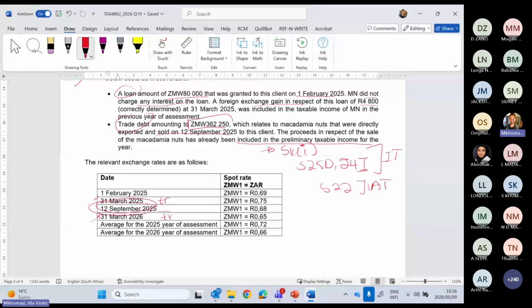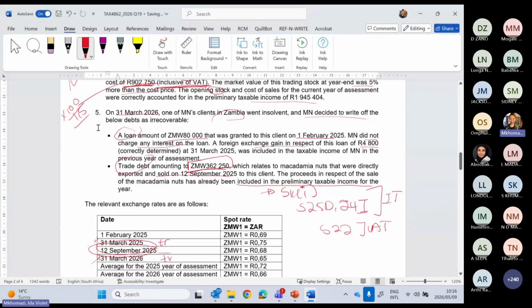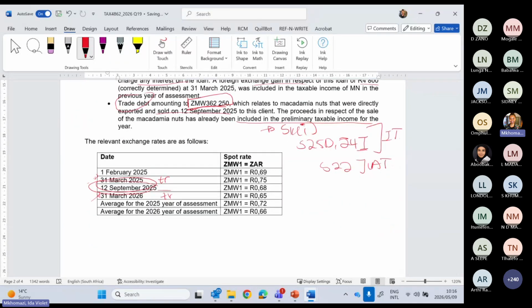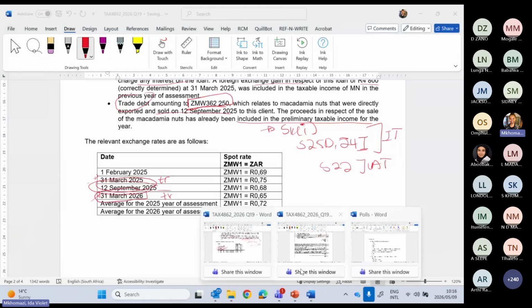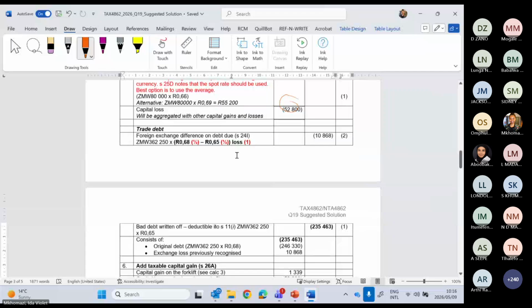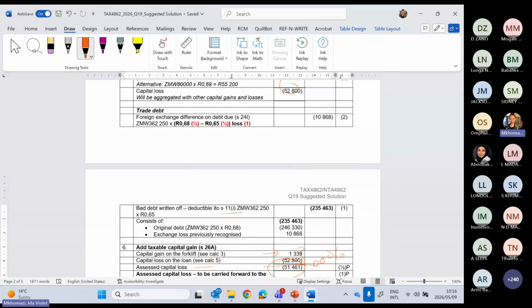Since it's a foreign debt, you need to convert it into rands, right? And you use the rate on the realization date. The realization date is the date that it was written off. So it means that you are going to use the rate on the 31st of March, 2026. And that's what we have on the solution. So the bad debt written off is deductible in terms of 11I at the rate of 65 cents, which is the rate on the 31st of March, 2026.